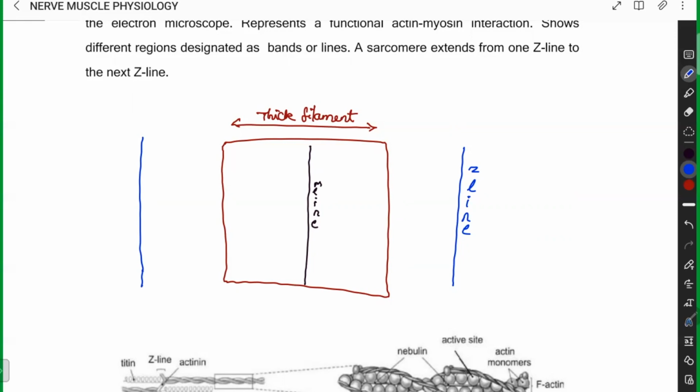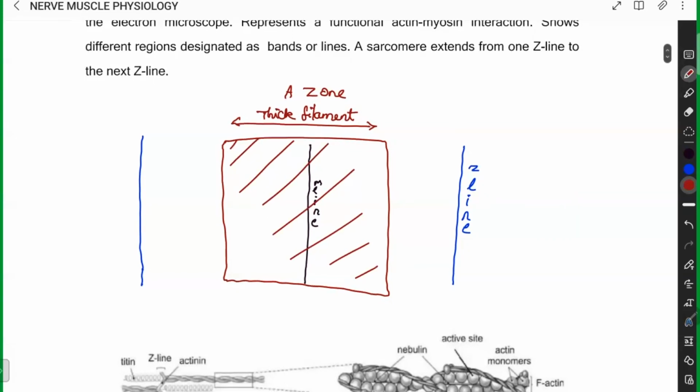What is the A zone then? The region spanning from one end of the thick filament to the other end of the thick filament, you call it the A zone. Clear? So this is going to be called the A zone. Now you understood what the A zone is, isn't it? Now let's move on to the next one.